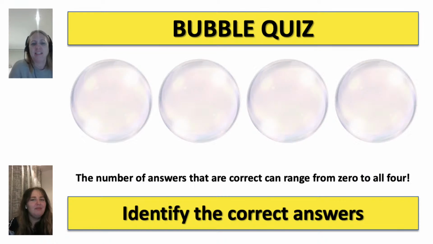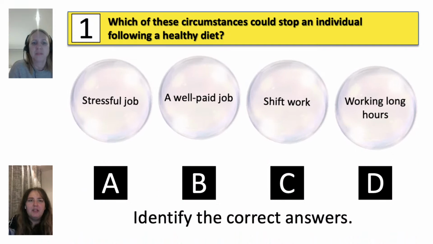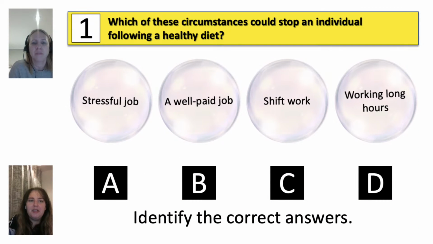Let's do the next one. So what have we got? We've got a bubble quiz. We're going to show you a question. We're going to give you multiple answers, and you need to tell us which answers are correct. It might be 1, it might be 2, it might be 3, or it might be all 4 of them. So let's have a go at our first one. Which of these circumstances could stop an individual following a healthy diet? A, a stressful job, B, a well-paid job, C, shift work, and D, working long hours. So which is going to stop an individual following a healthy diet?